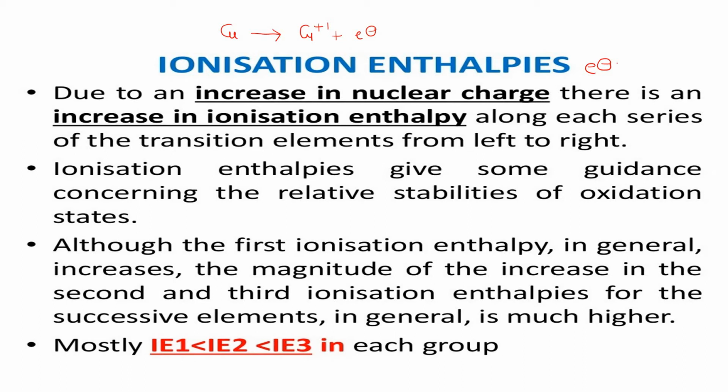If you remove the second electron, that is called IE2. If you remove the third electron, that is called IE3. So the first electron is called IE1. That is a very simple definition, but everything should be in the gaseous state, a neutral atom, that we discussed in the 11th class, not required here.